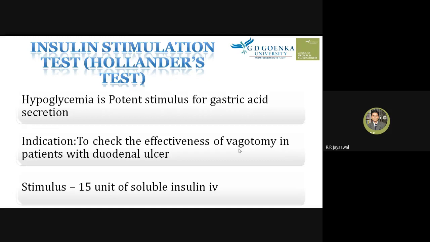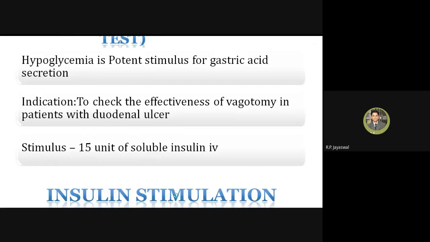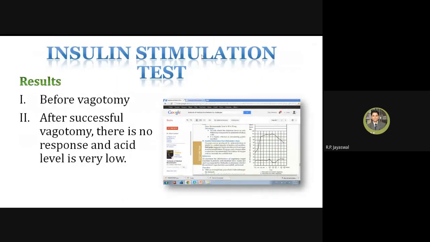So 15 units of soluble insulin given intravenously can be used as a stimulus. IV means intravenous, and how much do you have to give? 15 units of the soluble insulin. What is the result of the insulin stimulation test? The result is that before vagotomy and after successful vagotomy, there is no response, and acid level is very low. So here there is no response and acid level is very low after vagotomy. So this is what we have concluded. Okay, acid level is very low.